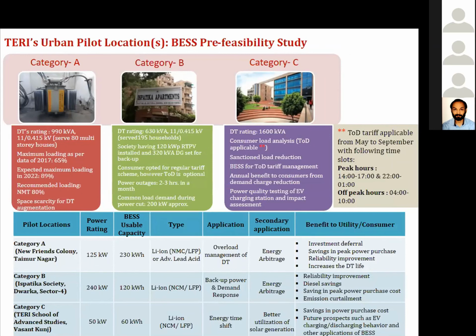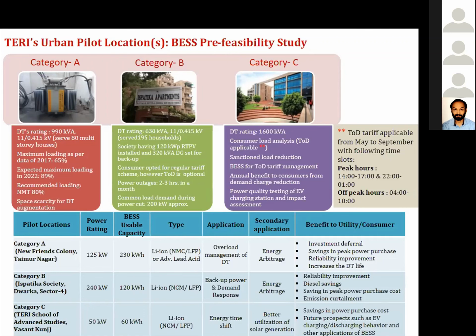Under category B, this is a society of apartments having 120 kilowatt rooftop solar PV generation installed, along with a 320 kVA DG set. The consumer opted for a regular tariff scheme. However, TOD is optional. The power outage in the society is 2 to 3 hours during the summer months, and the common load demand during the power cut is approximately 200 kilowatt. TERI SAS is under category C, and the DT rating is 600 kVA.